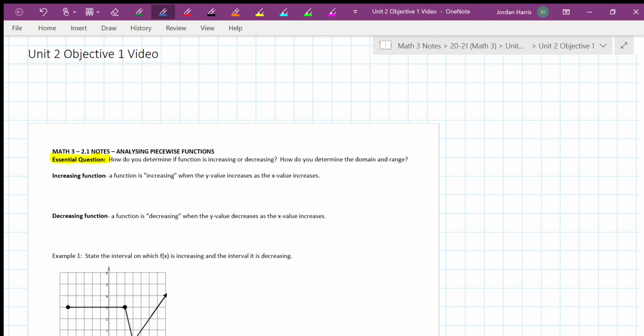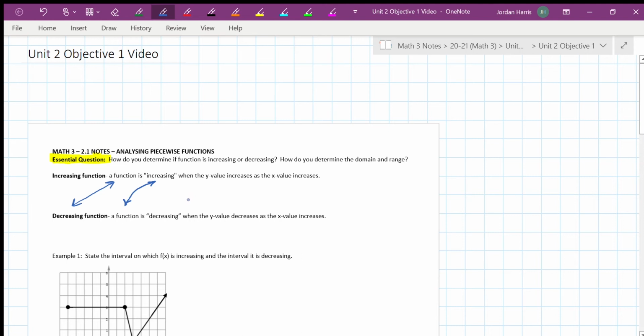So, increasing functions. A function is increasing when the y value increases as the x value increases. So just a few examples of increasing functions. You can have lines. That's an increasing line. You can kind of see if you're moving from left to right, it's going up. You can have curves. Even if they're kind of flattening out a little bit, it's still increasing, right? As you're moving left to right, you're going up.